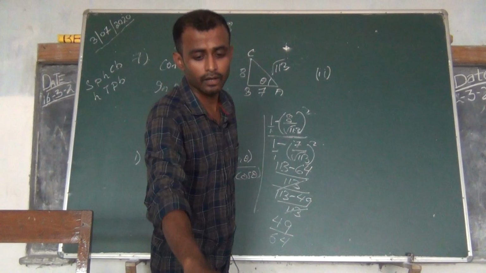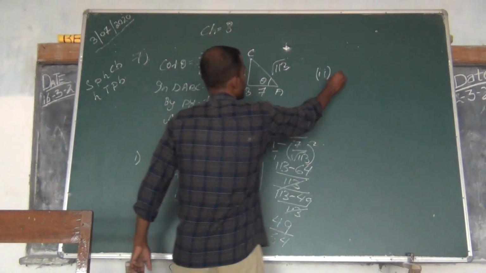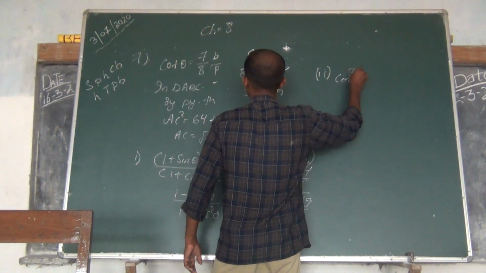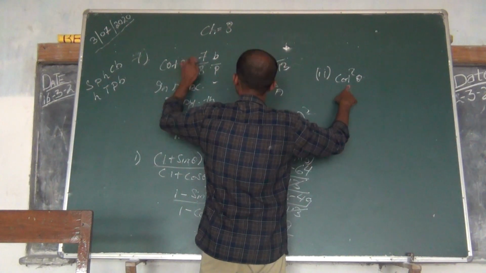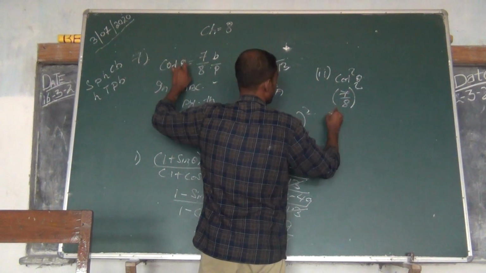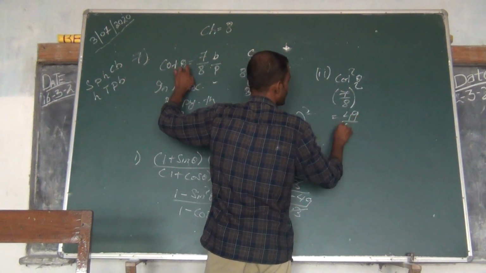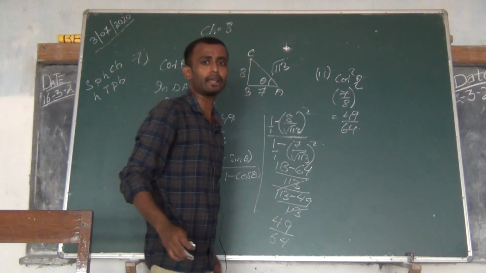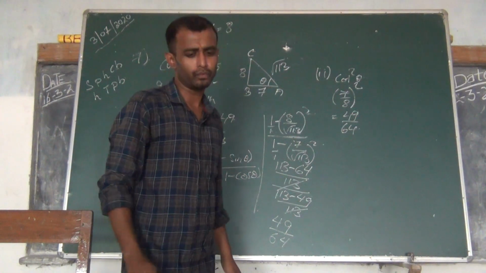Number 2, what is given here? Cos square theta. It's given here, cos square theta. Now the question is clearly giving you cos square. What do you put here? 7 by 8 square. You don't have to use the formula. This is given here. 7 square, how much do you get? 49. 8 square, how much do you get? 64. Done. I think this much is more than enough.